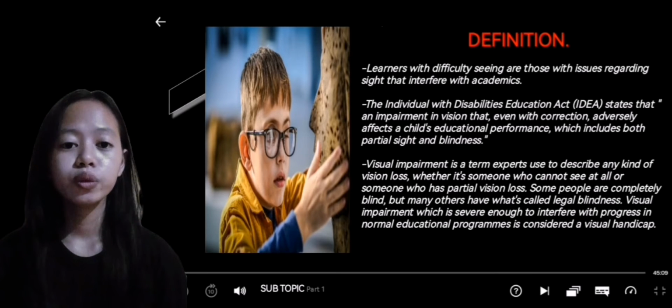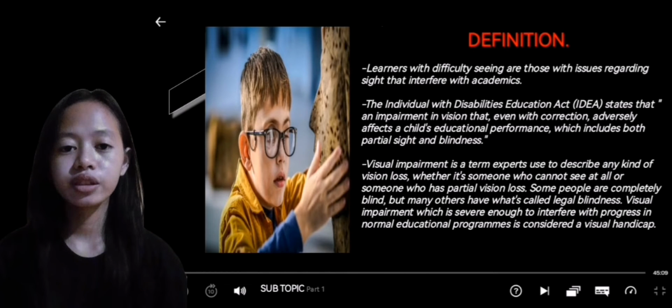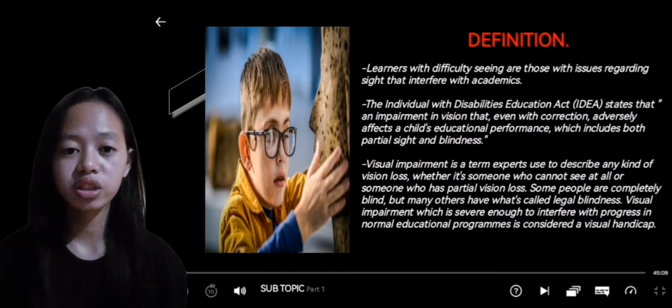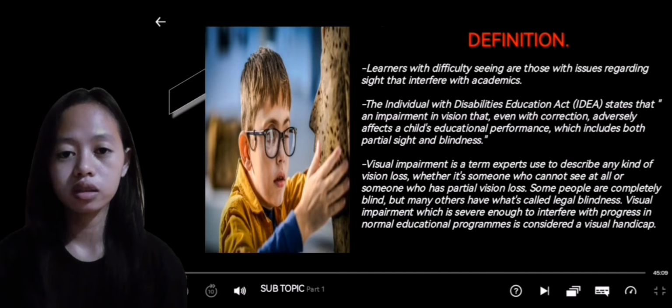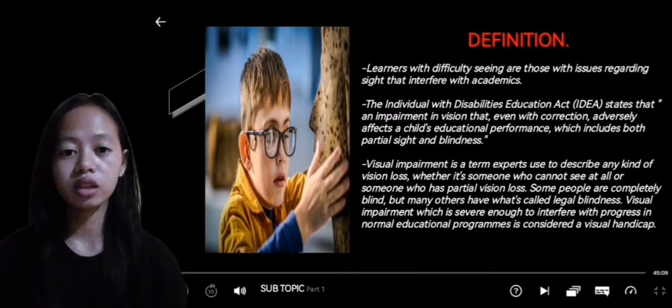The Individuals with Disabilities Education Act, also known as IDEA, states that an impairment in vision that even with correction adversely affects a child's educational performance includes both partial sight and blindness. It is really hard to learn if you can't read what is written, especially if you can see it. Visual impairment is a term experts use to describe any kind of vision loss, whether it is someone who cannot see at all or someone who has partial vision loss.